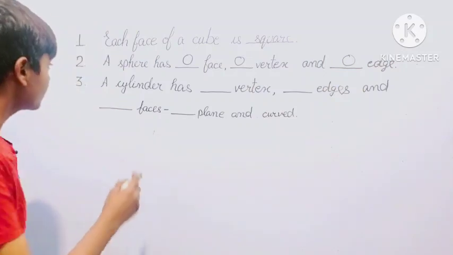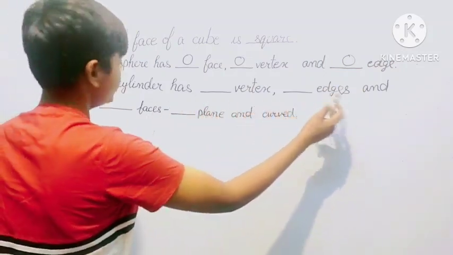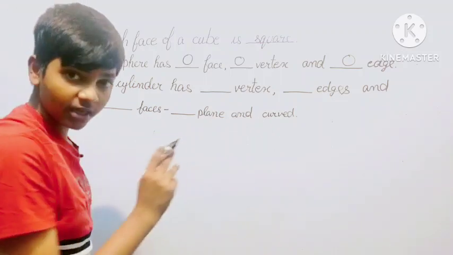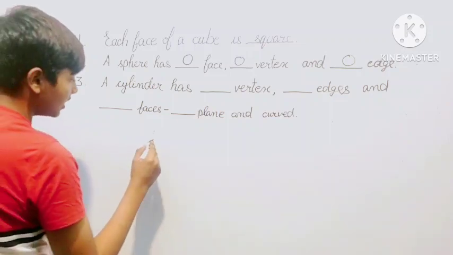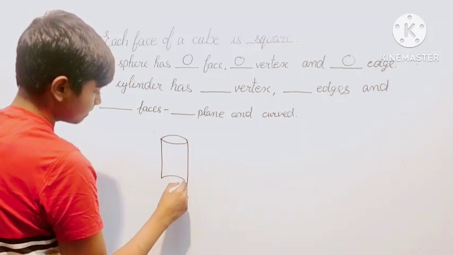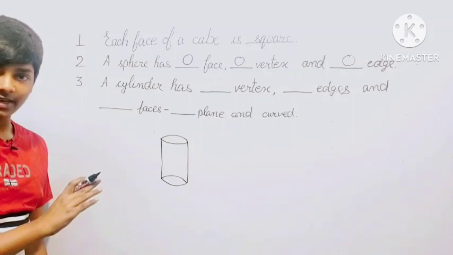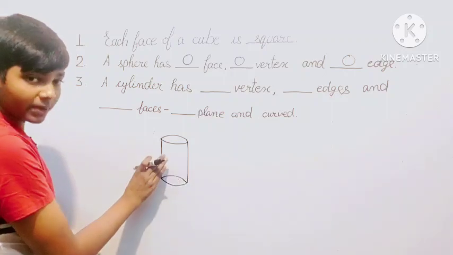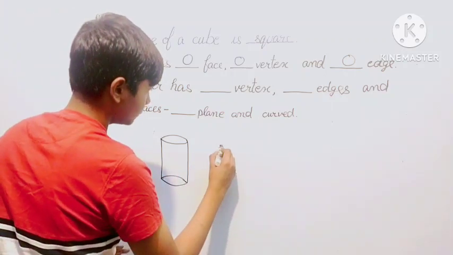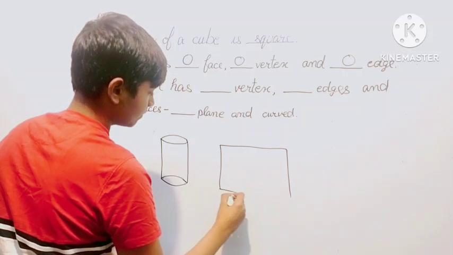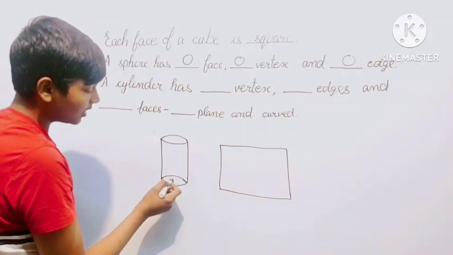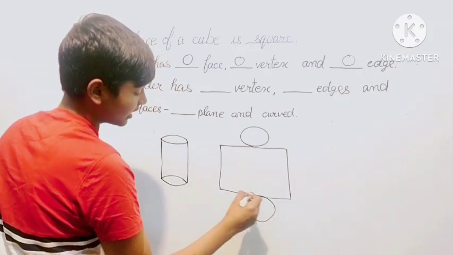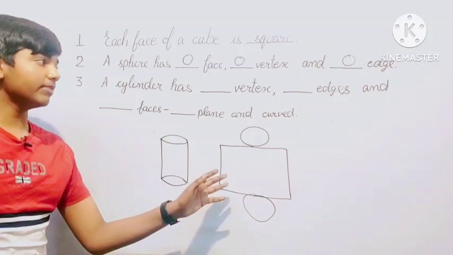Our third question is, a cylinder has dash vertex, dash edge, and dash faces, and out of those faces, how many are plane faces and how many are curved faces? So let's draw a cylinder first. This is a cylinder, and if you notice, this is a curved figure, and if we open this curved figure, it would be a rectangle. And then this is a circle and this is a circle as well. A circle on top of the rectangle and a circle on bottom of the rectangle. This is how a cylinder would look when we have opened it.